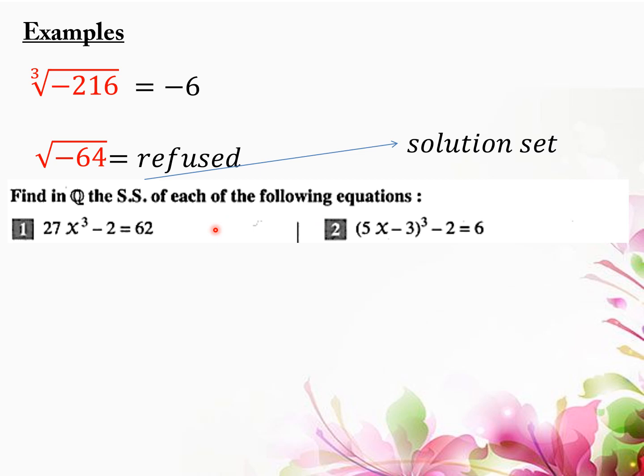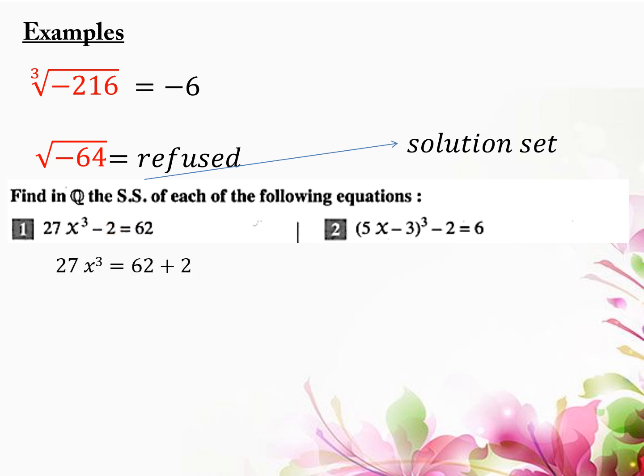First of all we need to see who has a plus or minus. We have here negative 2, or minus 2. It will move to the right hand side by the opposite operation, or the inverse operation, the negative becomes positive.